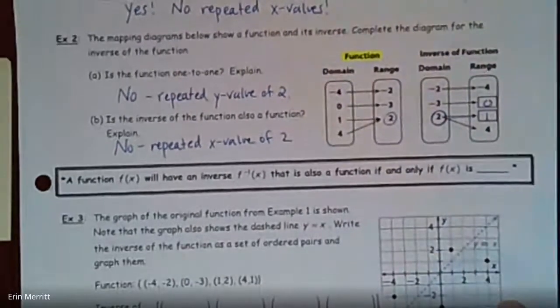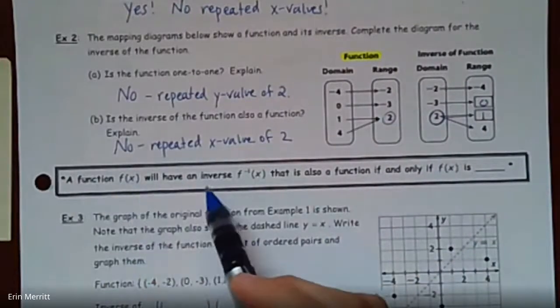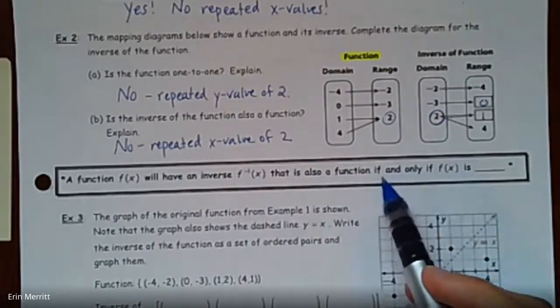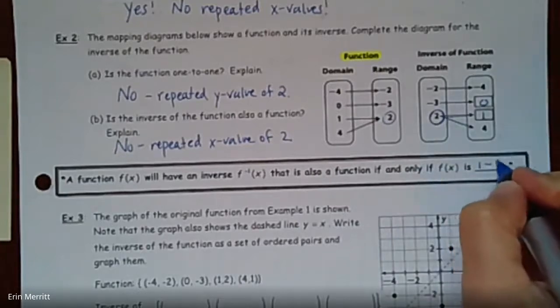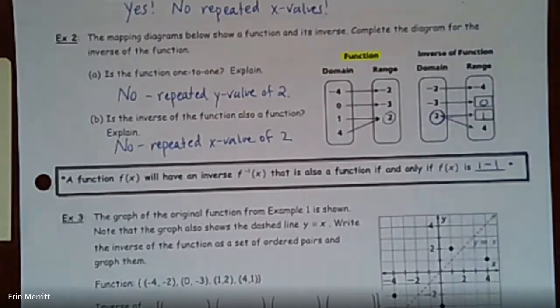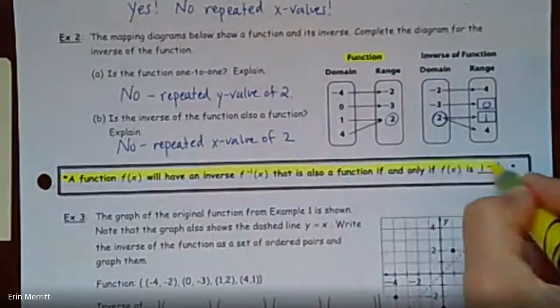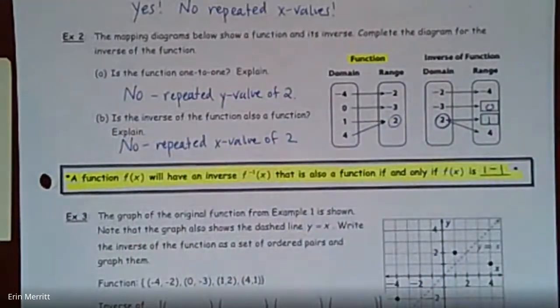So, when it says a function f of x will have an inverse f inverse of x that is also a function if and only if f of x, the original, is 1-to-1. So I'm going to highlight that whole statement. That's going to be pretty key here. And if you don't have a highlighter, maybe you just star that statement.